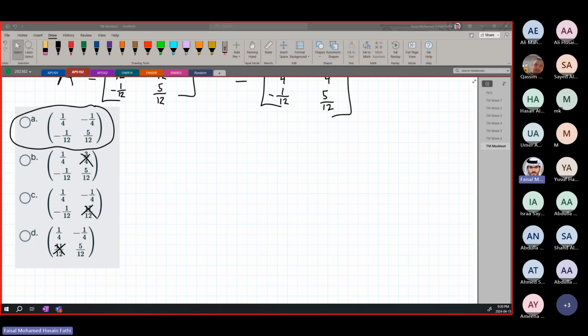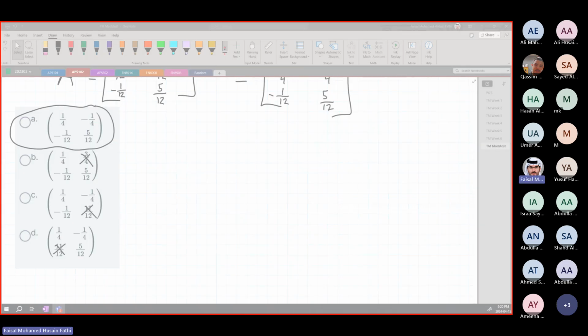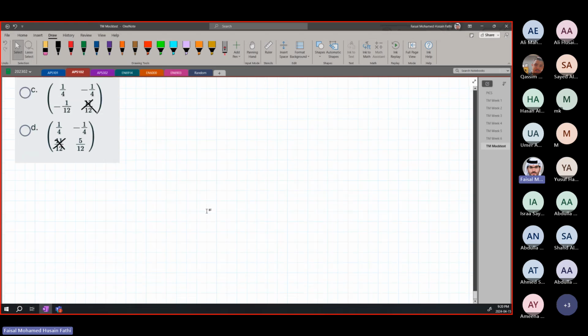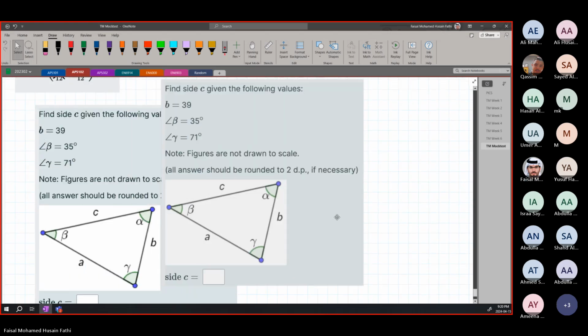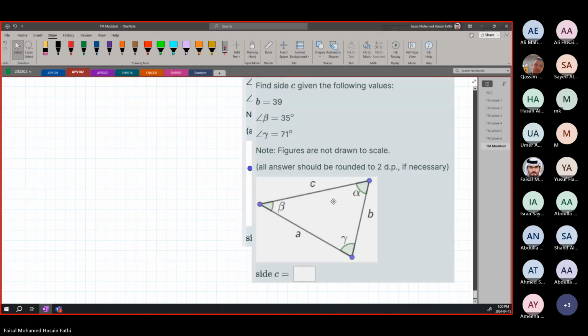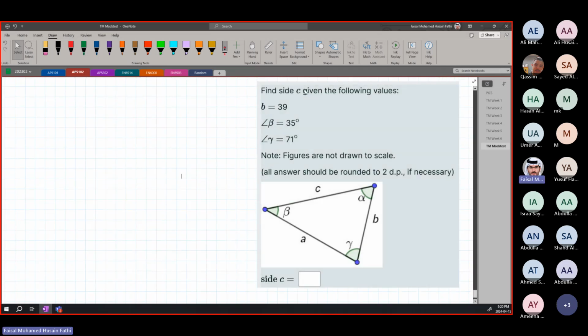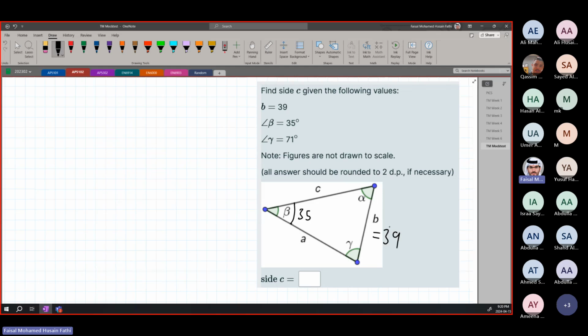let us look at this question. Another fun question. So, let us find C. Find side C given the following values. So they gave us that B here is equal to 39. Angle beta, which is this angle, is equal to 35 degrees. And the angle gamma is equal to 71 degrees.